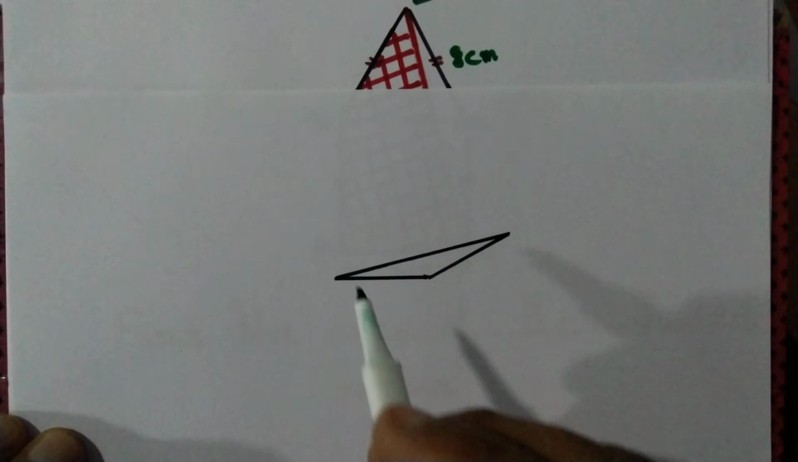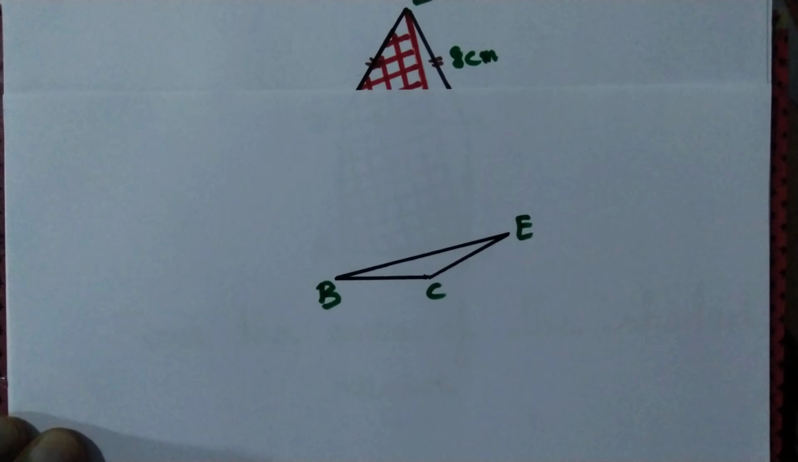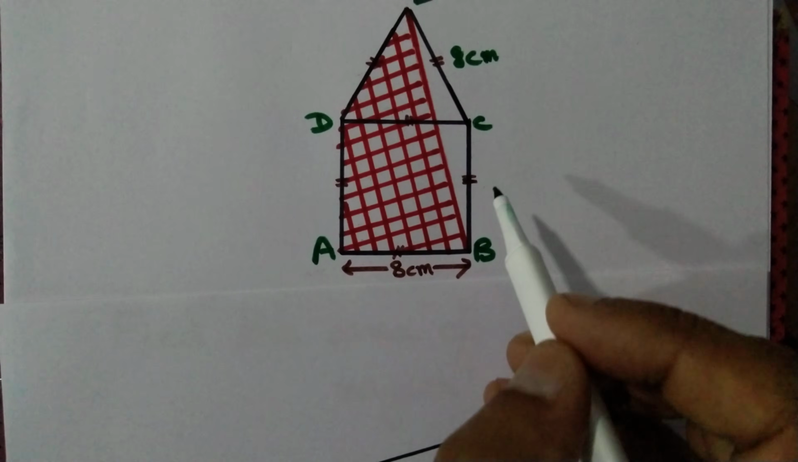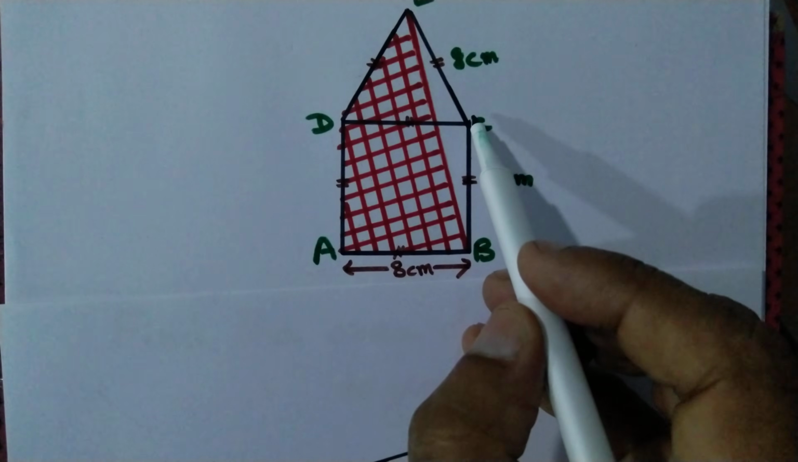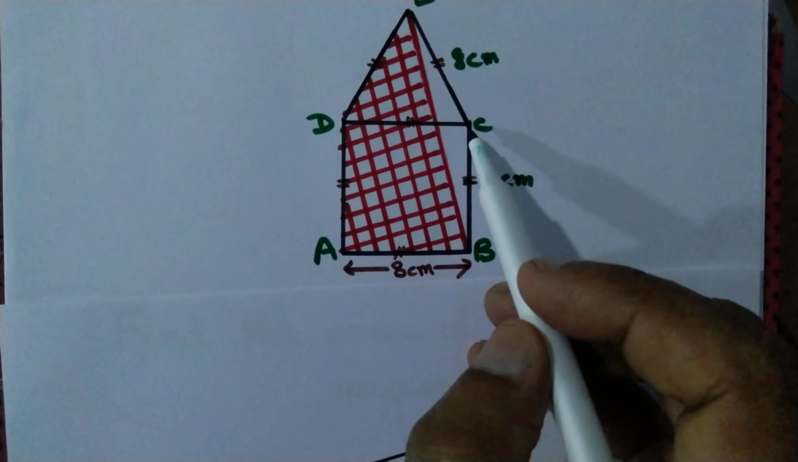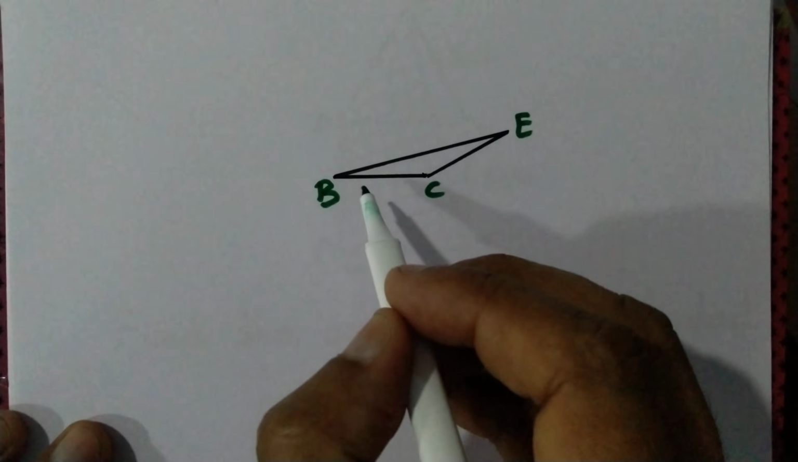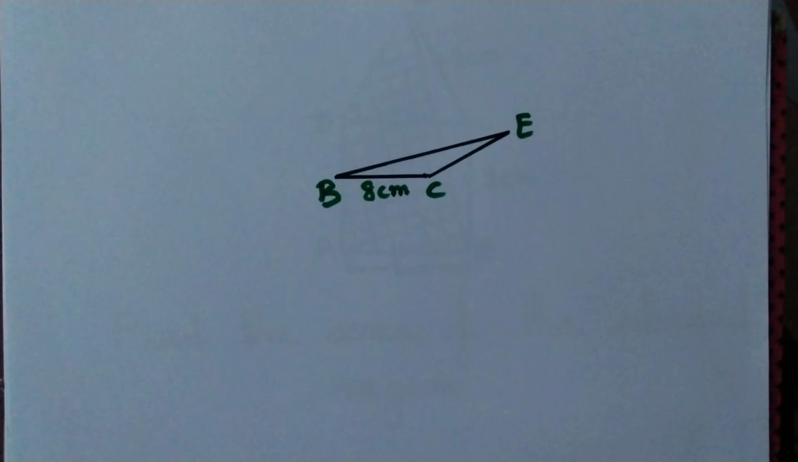Triangle BCE. We have BC equal to 8 centimeters, since it's a square. And we also have CE equal to 8 centimeters. BC measures 8 centimeters, and so does CE.